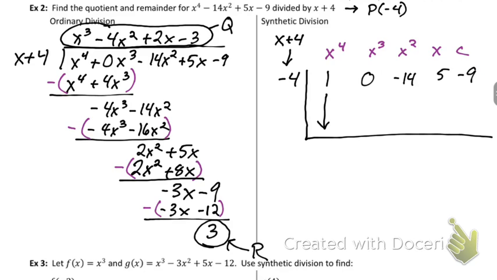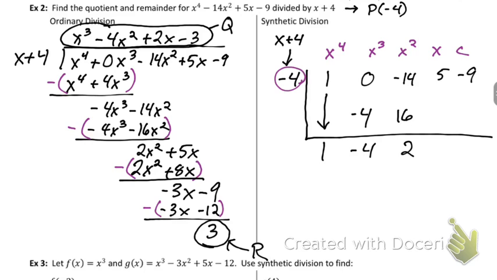With synthetic division, I drop that 1 down. Then I take this 4, multiply it by the 1, and plug it right there. So that's negative 4 times 1, which gives me a negative 4. Now I combine these two numbers. So that's 0 minus 4, which gives me negative 4. I want to go back to black. Now I'm going to take that negative 4, multiply it by that negative 4, and put that result right there. So that is negative 4 times negative 4 is going to be a positive 16. I combine that negative 14 and that positive 16, which is going to give me 2.